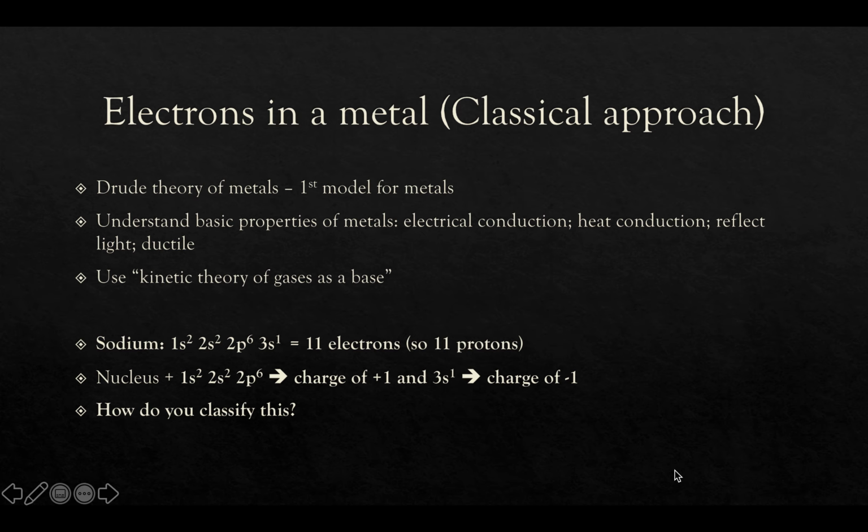Metals are ductile, metals are malleable. You can draw them into wires, you can flatten them, you can hammer them without them getting broken, and so on. So these are going to be the basic properties that we need to understand from a very fundamental point of view. Why do these happen? So Paul Drude used the kinetic theory of gases as a base.